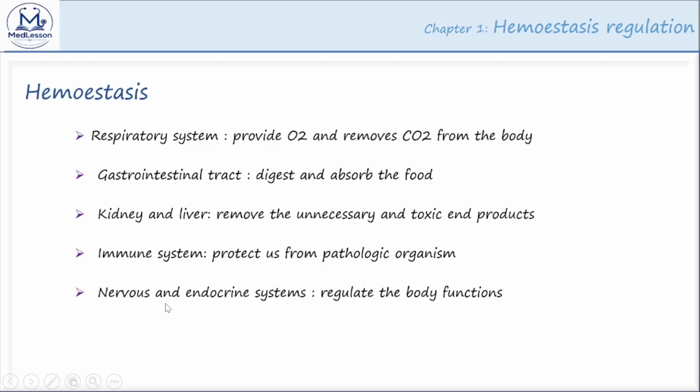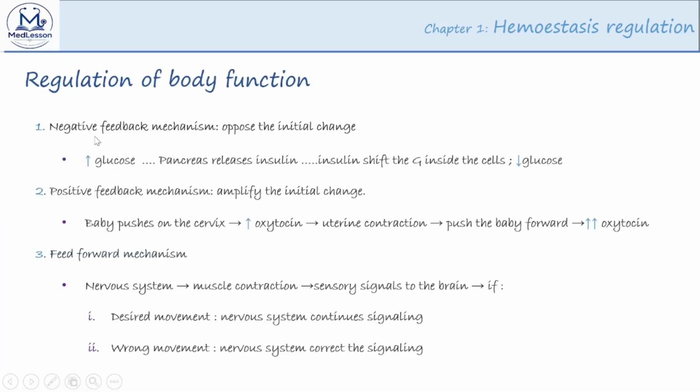There are two nervous and endocrine systems that regulate the body functions. It means that these two systems help other systems function better. There are three main mechanisms that the body regulates the functions. The first one is negative feedback mechanism. By this mechanism, body opposes the initial change.